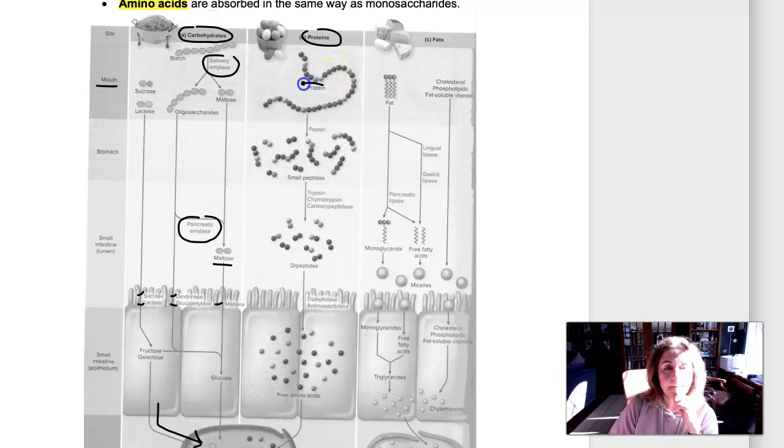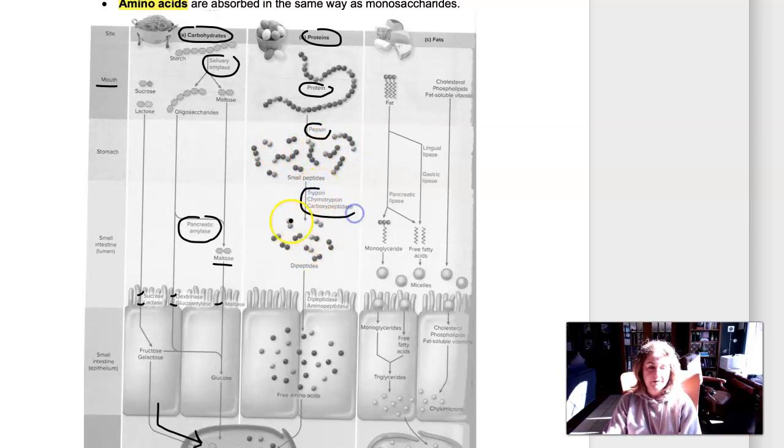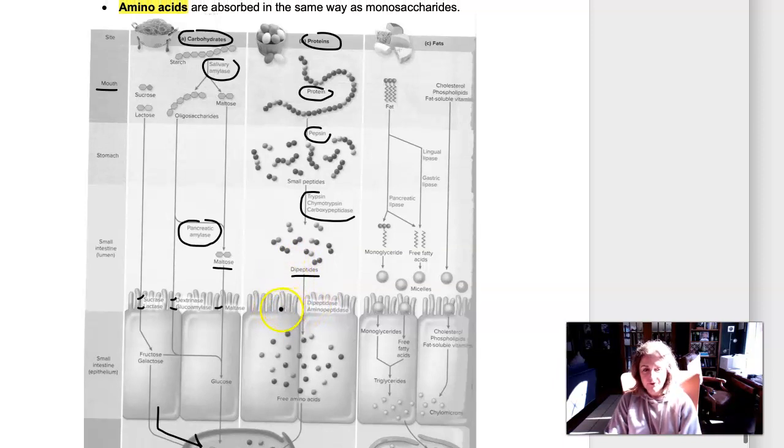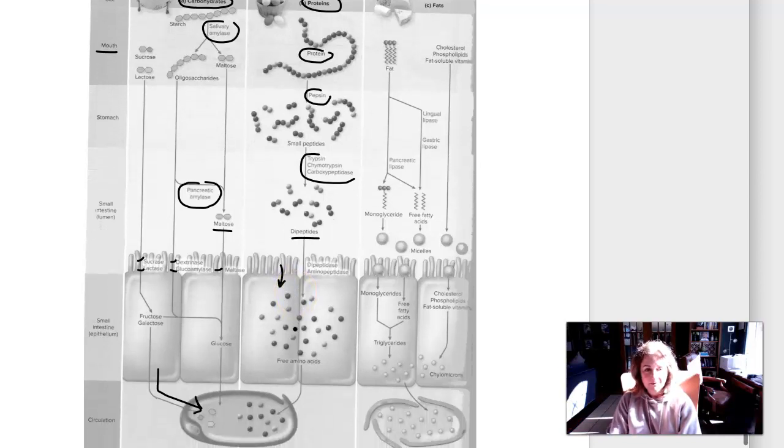For protein, we know proteins are big chains of amino acids. Nothing happens in the mouth, but in the stomach, pepsin is going to start to chop those apart into small peptides. And then in the small intestine, the trypsin, chymotrypsin, and carboxypeptidase are really going to start to work on those small peptides, giving us smaller pieces, some dipeptides, and then we have peptidases that will break those down into individual amino acids that will be actively transported into the simple columnar cells, and then diffuse out and enter into the blood, and they're absorbed into the blood.